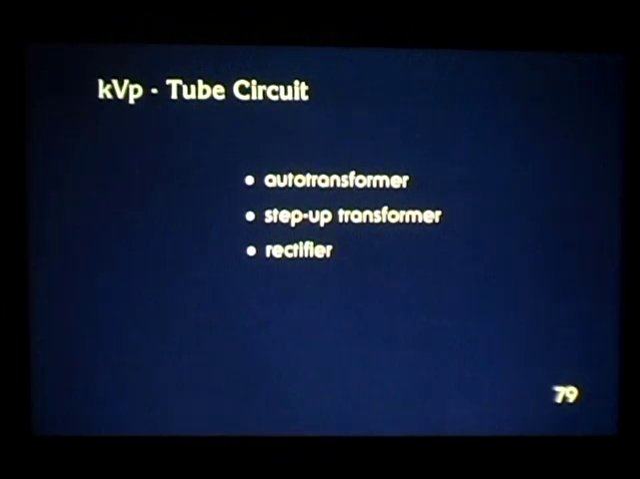The kVp is determined by the components in the tube circuit of the X-ray generator. The number of loops in the autotransformer and the step-up transformer determines voltage. The step-up transformer has a fixed turns ratio, while the autotransformer is variable, depending on the kVp selected by the technologist. The rectifier circuit allows the tube to use the AC voltage more efficiently by converting it to DC.